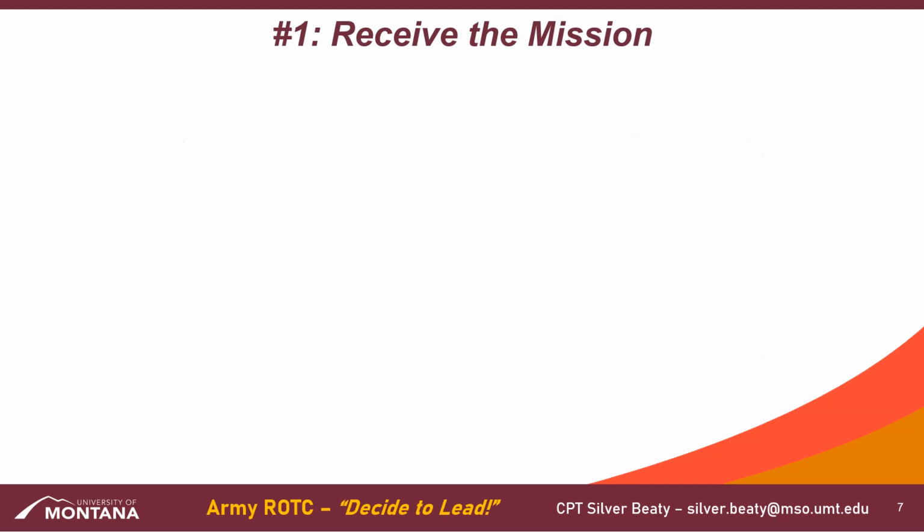Right, moving right into the very first step here, we're going to receive the mission. Now, who do we receive the mission from? That's going to be based on your position. So it's typically going to be your higher echelon. So if you are a company commander, you're receiving it from your battalion commander. If you're a platoon leader, you're receiving it from your company commander, and so forth down the line.